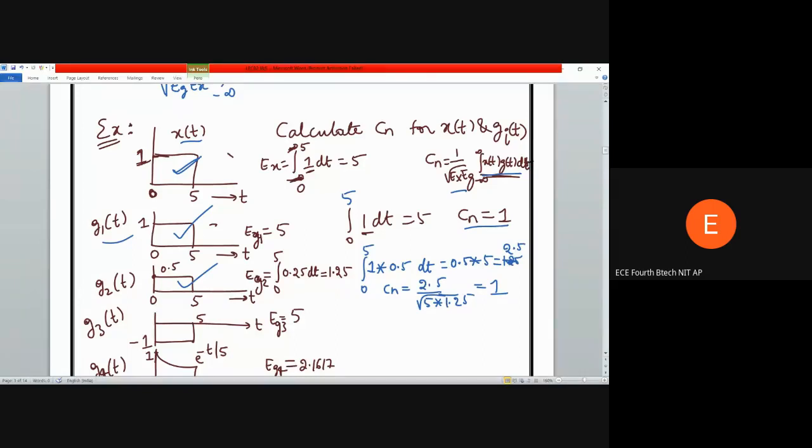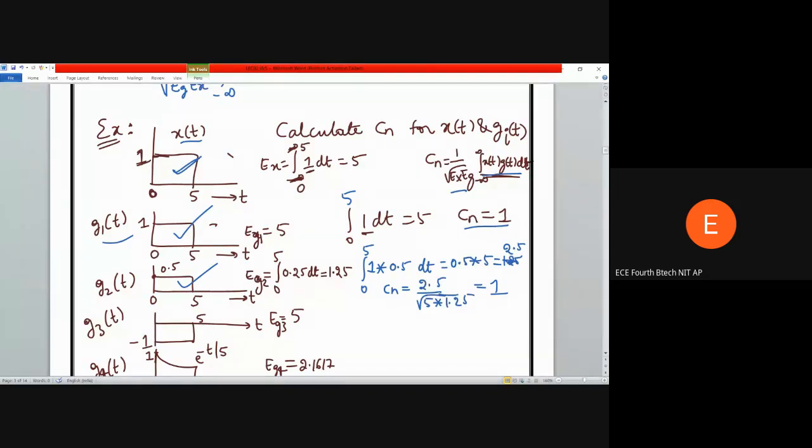That means the shape of x of t and g2 of t are the same, except for the amplitude. I can calculate the similarity between g bar and x bar. If these two are in the same direction, that means if theta is equal to 0, then I can say that these two are similar. If I multiply g bar by 10, then also those two are similar because the angle is 0. The correlation coefficient does not have the contribution of its magnitude.